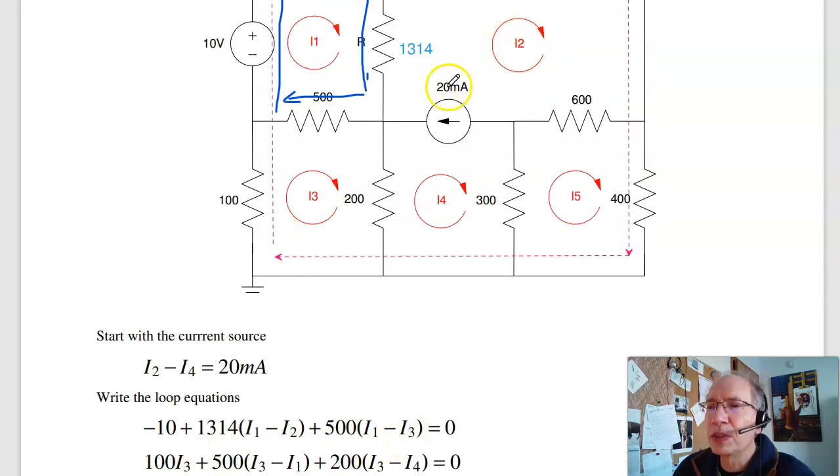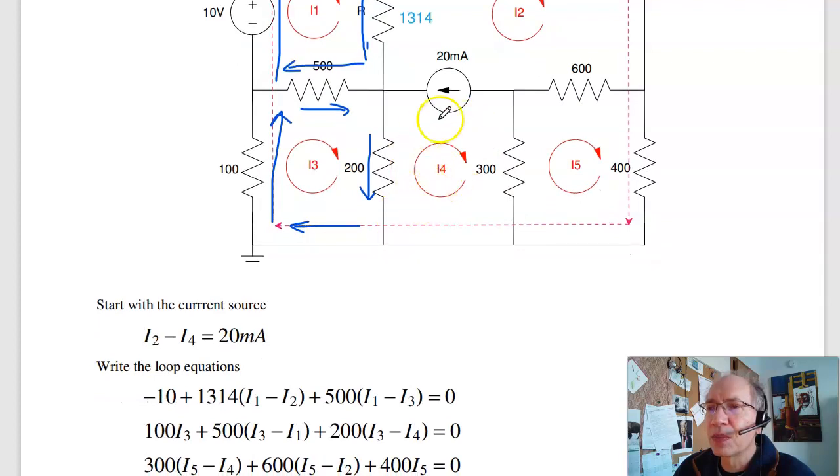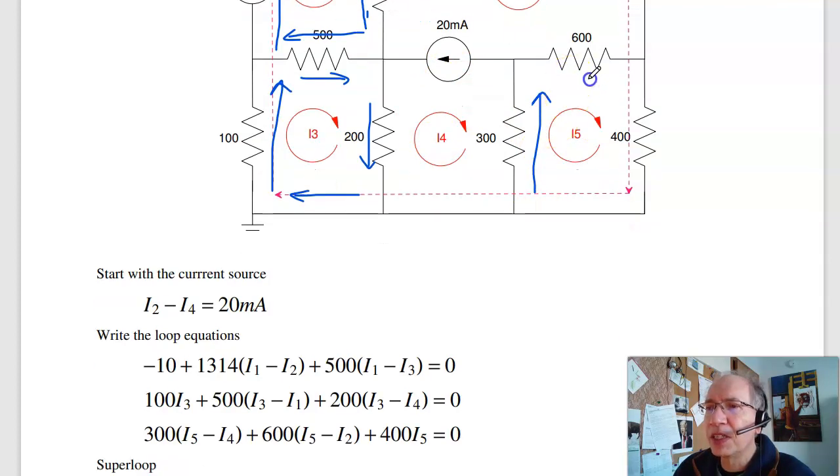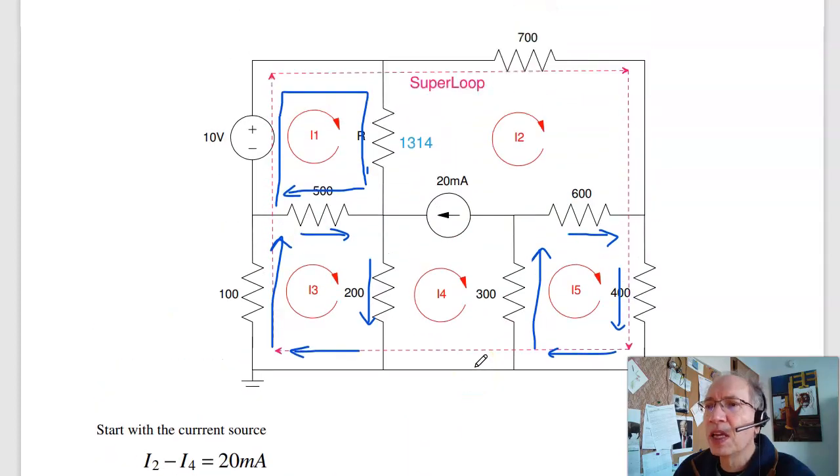Around loop I2, I don't know this voltage, so I can't do I2. I can do I3. So 100 I3 plus 500 (I3 minus I1) plus 200 (I3 minus I4) equals 0. I'm back where I started. Loop I4 I can't do, I don't know the current source. Loop 5: 300 I5 plus 600 (I5 minus I3) plus 400 (I5 minus I2), I'm back where I started, equals 0. Now I need one more equation.